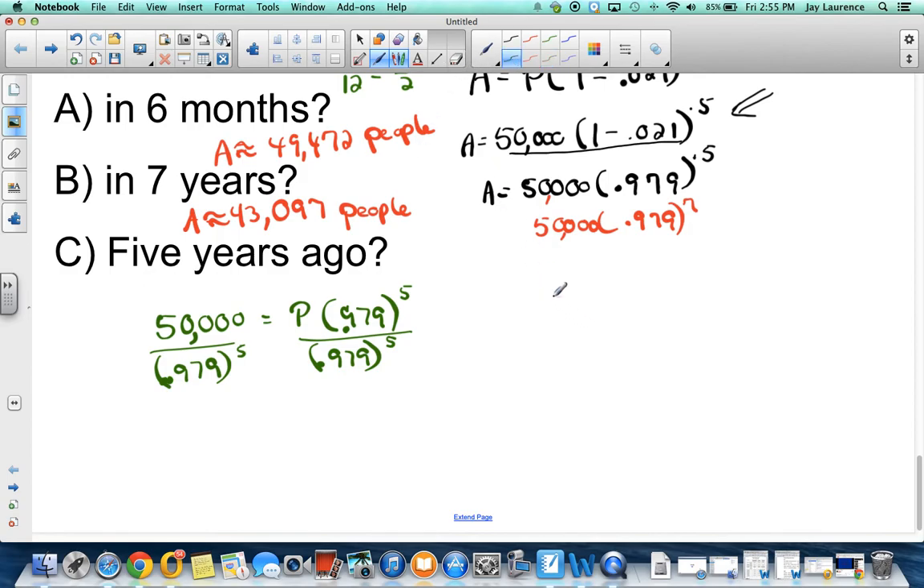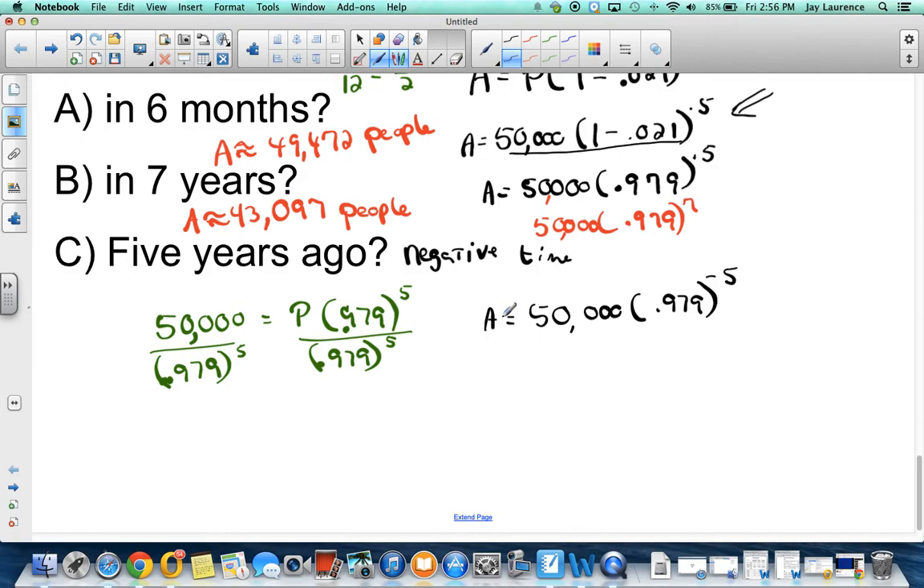But several years ago, the student, probably about 21 or 22 by now, said, hey, Mr. Lawrence, I think about it this way. I think about 5 years ago as being a negative time. And he said, I go 50,000 times 0.979, and I raise it to the negative 5th power. And I thought about it, and I said, wow, that's ingenious.